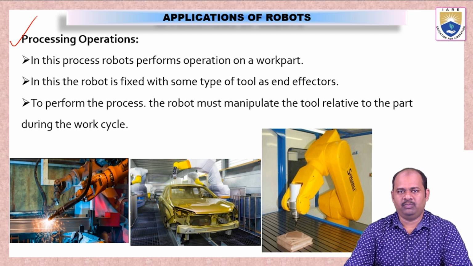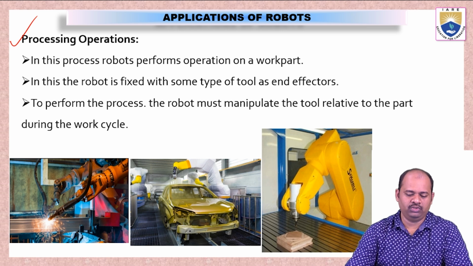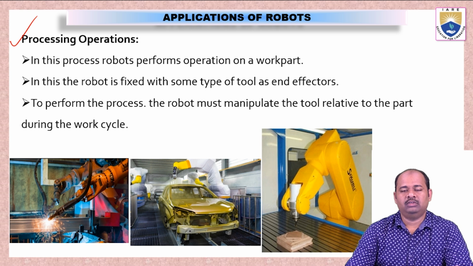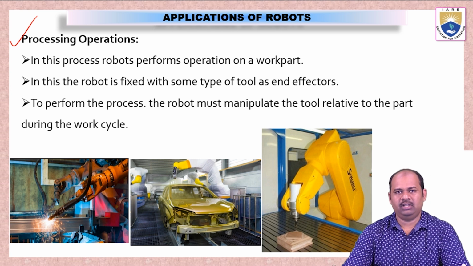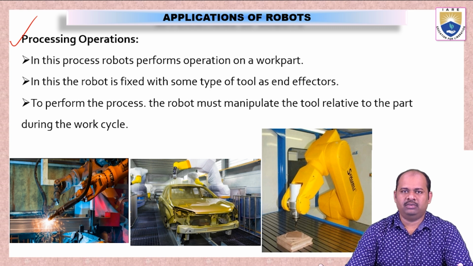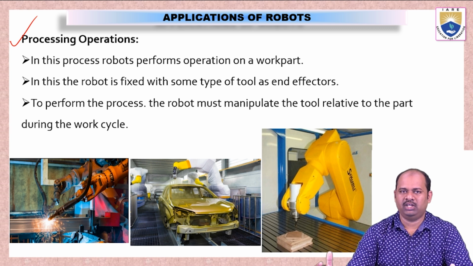Now we'll see the different processing operations in which a robot can be used in industries. In this process, the robots perform an operation on a work part. Whenever we are working in a machining lab, manufacturing a metal part, we can use robots for different works, like removing the metal part from the casting.